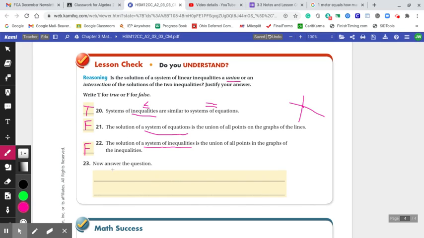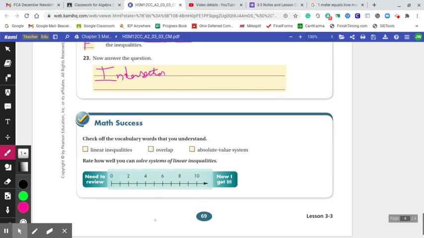It's going to be the intersection, right? So the solution of a system of inequalities is the intersection of the solutions of the inequalities. So you just write the word intersection here. And I'm going to save this video. Hopefully the volume works. See if I can do cursive now. There's intersection. All right. See if I can save this now.